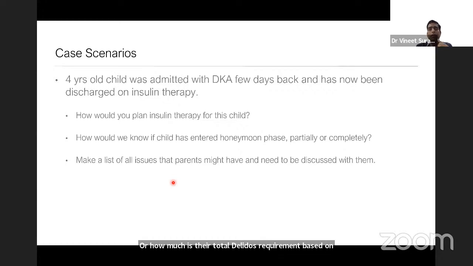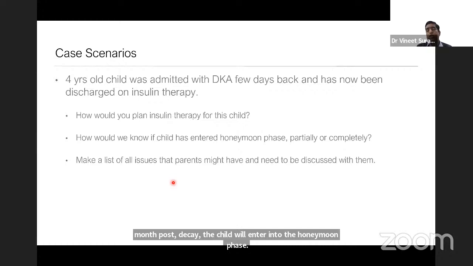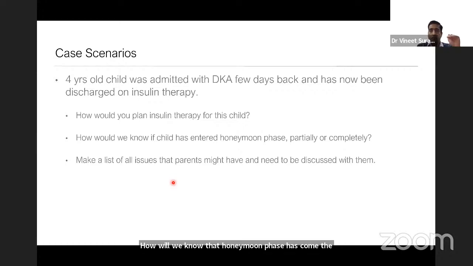And then the second question comes: once the DKA part is getting over, when there is 1 month or 2 months post DKA, the child will enter into the honeymoon phase. How will we know that the honeymoon phase has come? The same unit of insulin, which was being adequate, has started causing hypoglycemia in the child. That means that the child has gone into the honeymoon phase.